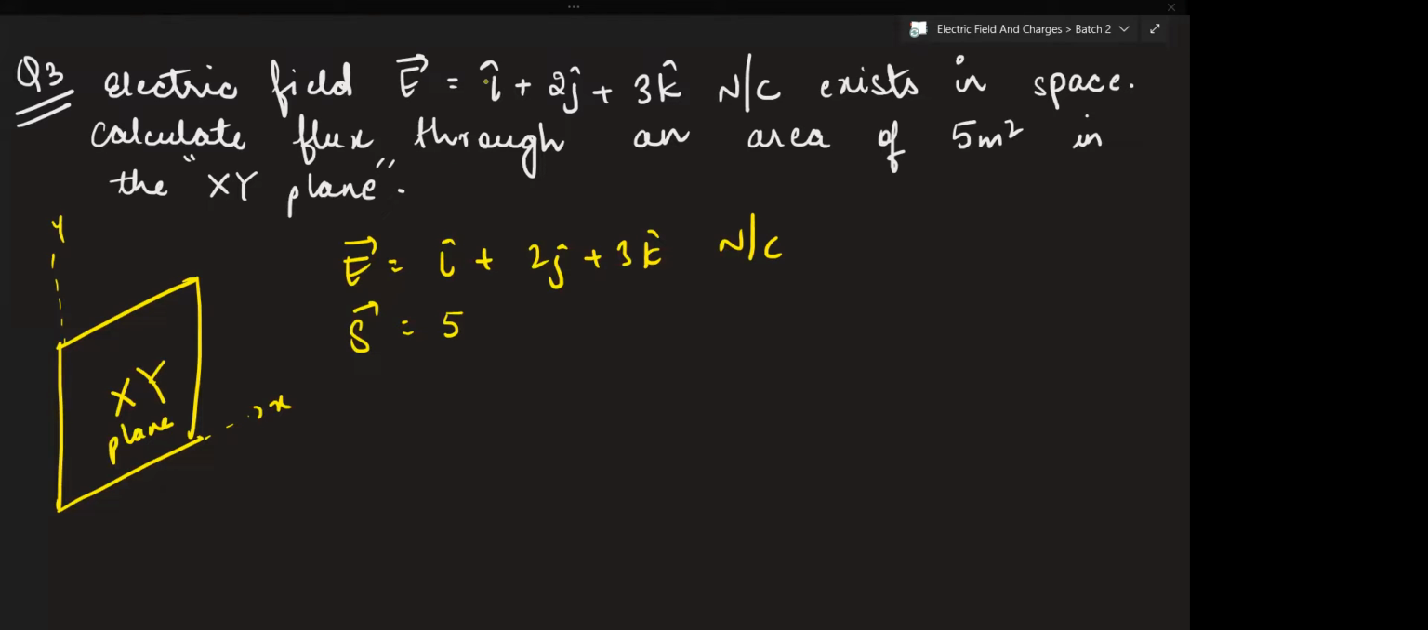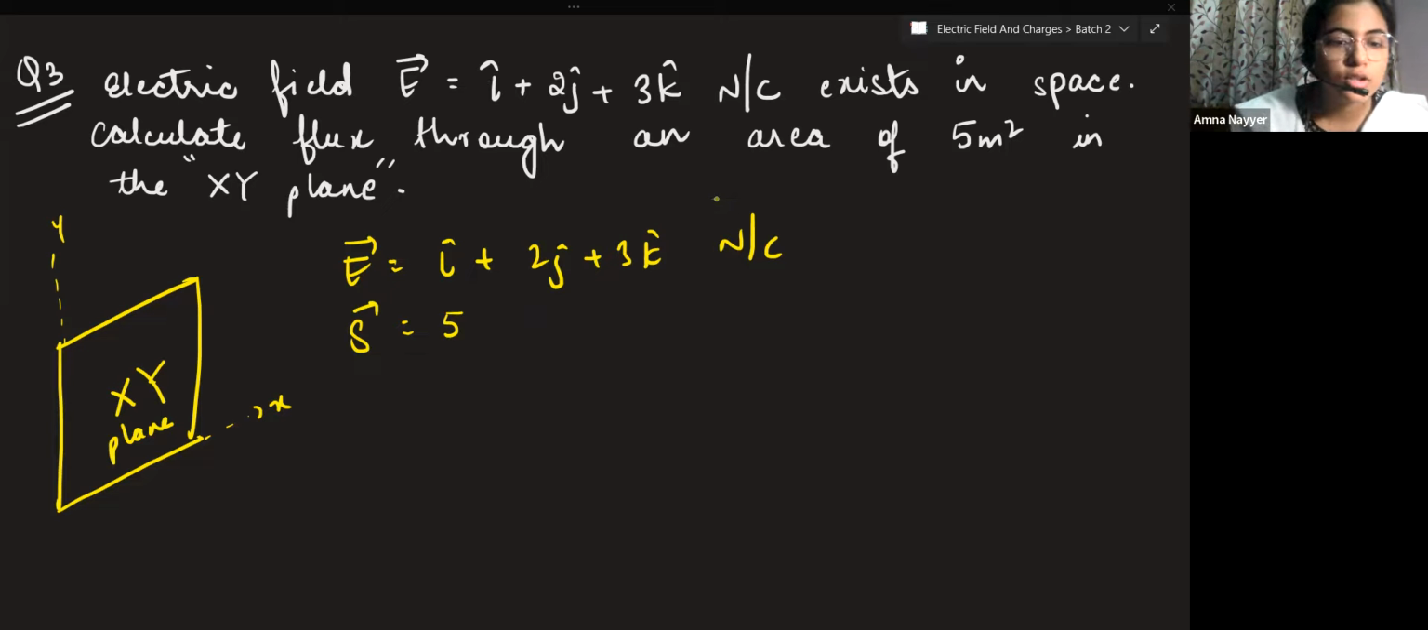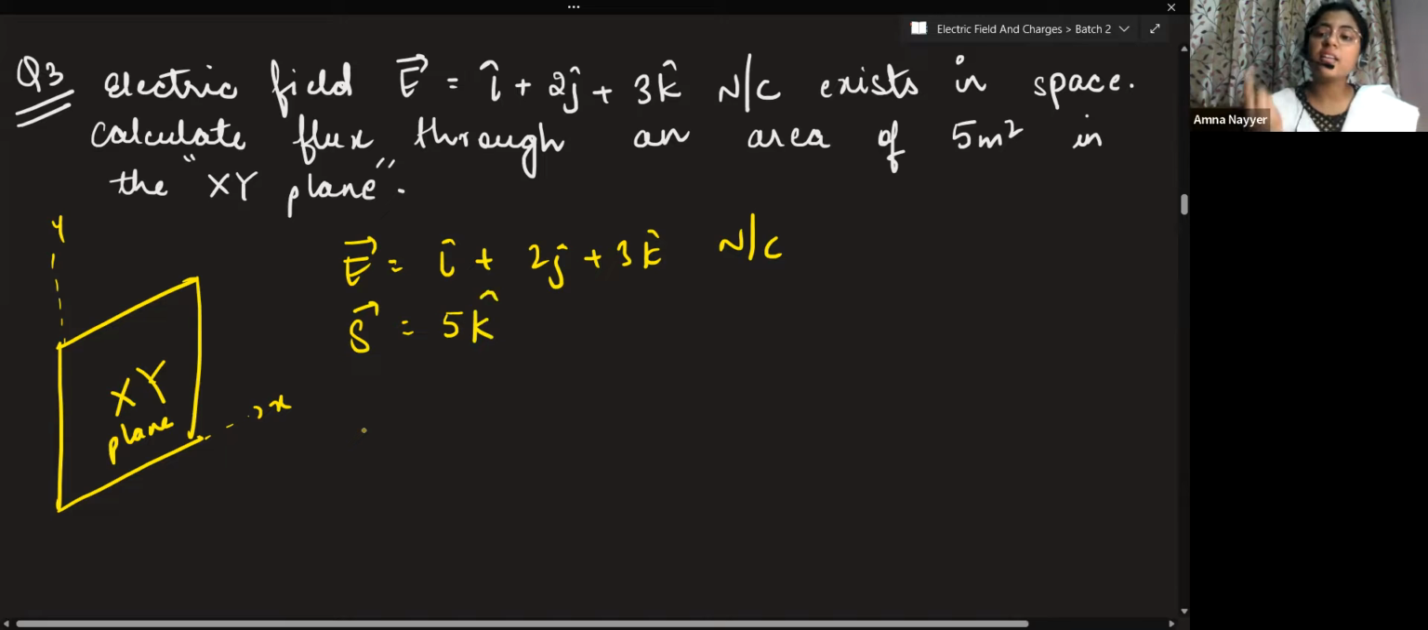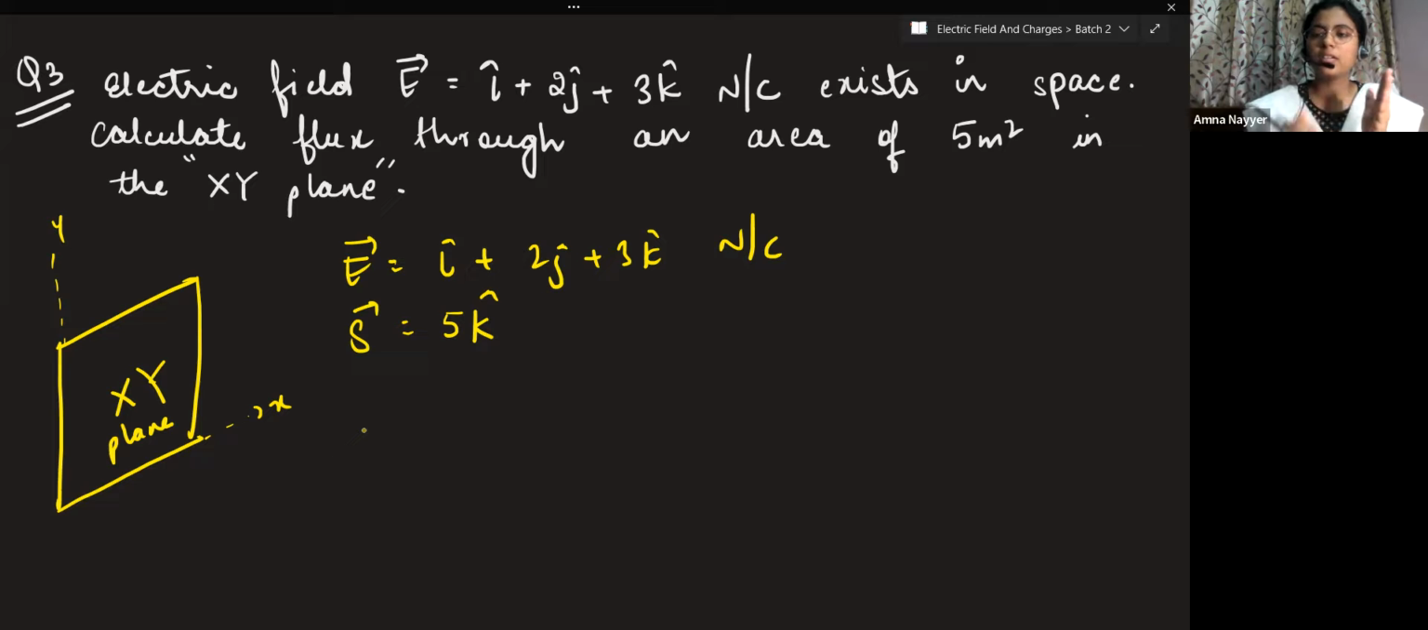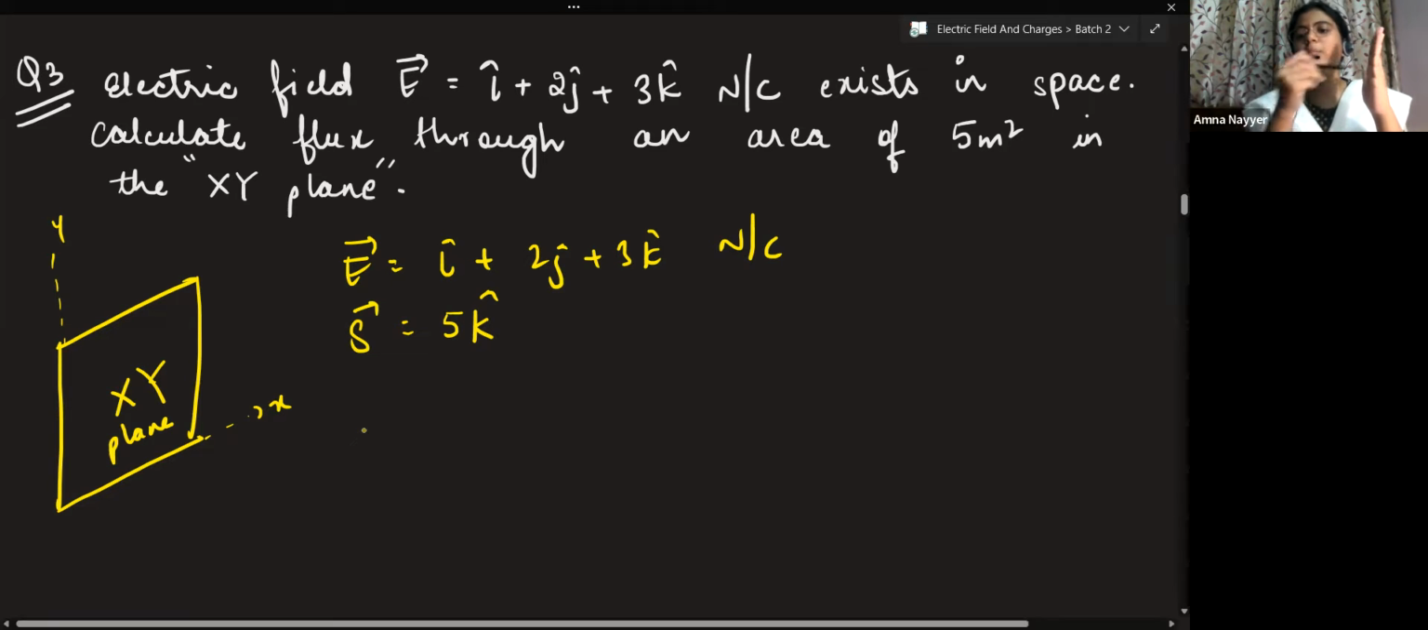K cap. All right, Akshay, just write it once again. So you have the unit vector as K cap. Why are we considering K cap? Because we need the area vector. Area vector is perpendicular to the surface, perpendicular to the plane. The plane is the xy plane, so perpendicular to it will give you the unit vector K cap. Now you have the direction as well.